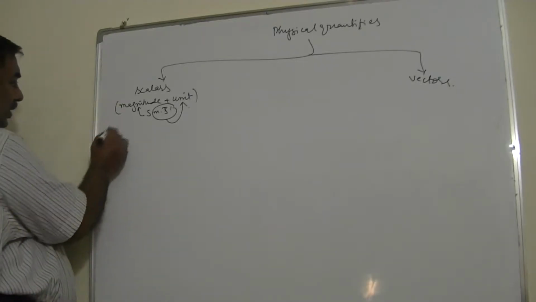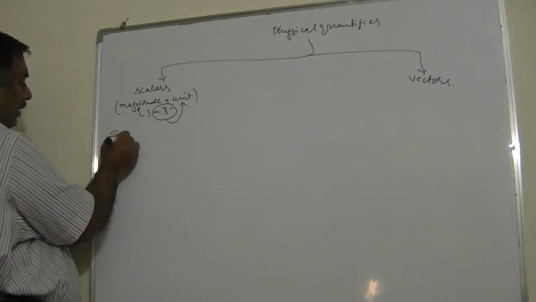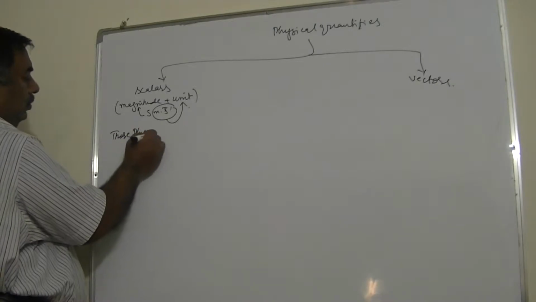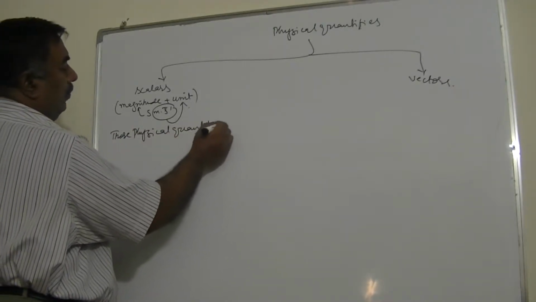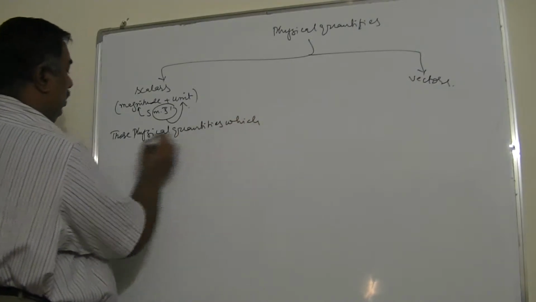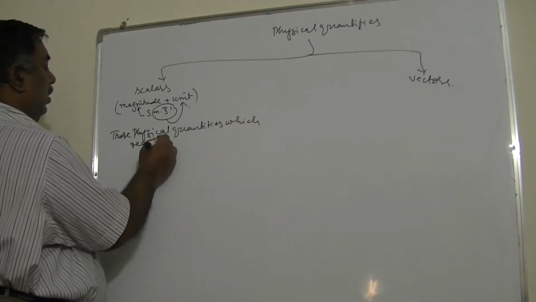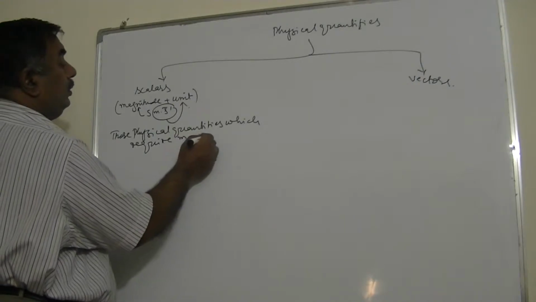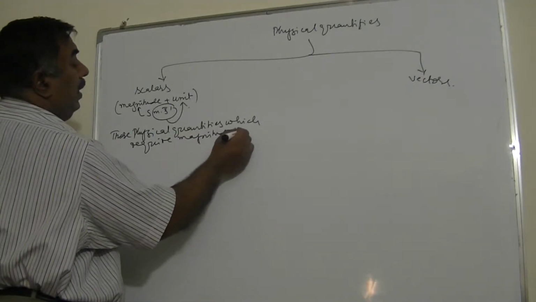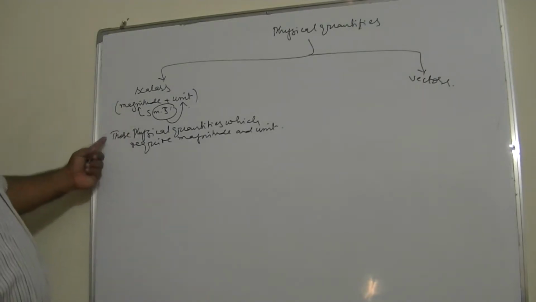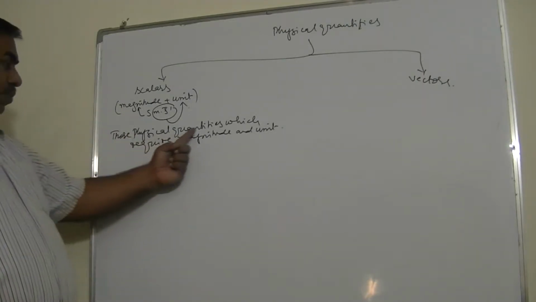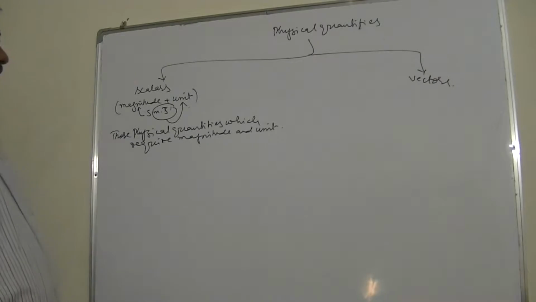I will say, what are scalars? Those physical quantities which require magnitude and unit. So those are the scalars. The proper definition of a scalar is those physical quantities which require magnitude and unit.